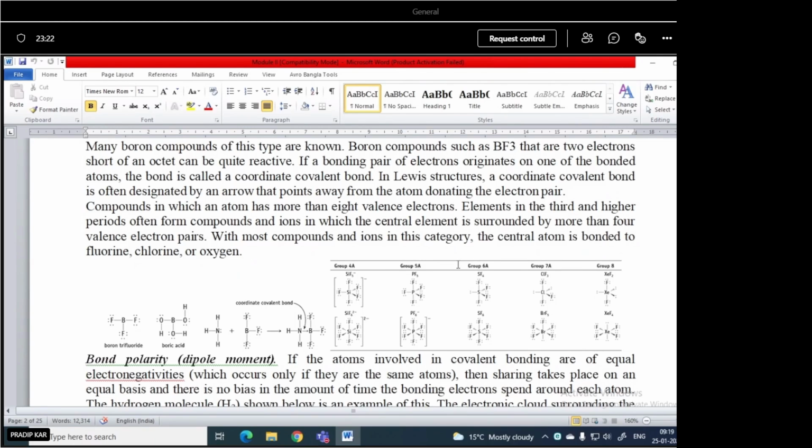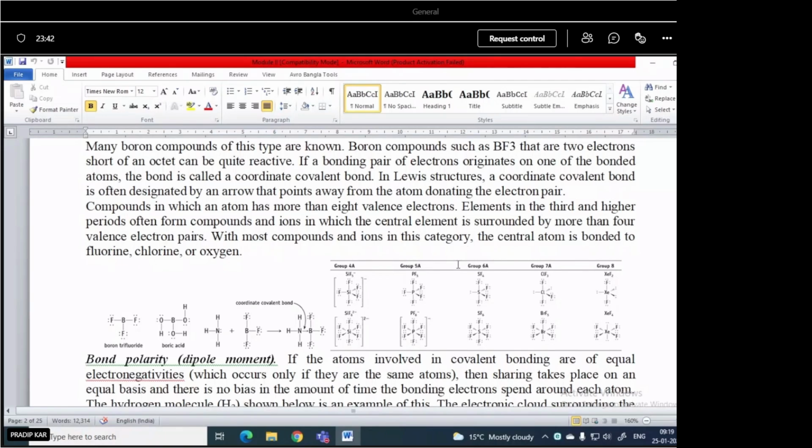Chlorine is having more attraction on the sharing pair rather than hydrogen. That is why hydrogen is having delta positive charge and chlorine is having delta negative charge on it. That is known as bond polarity.